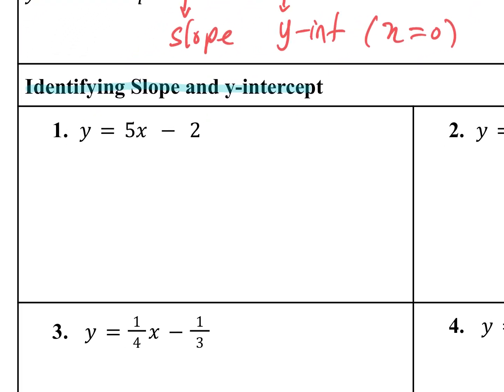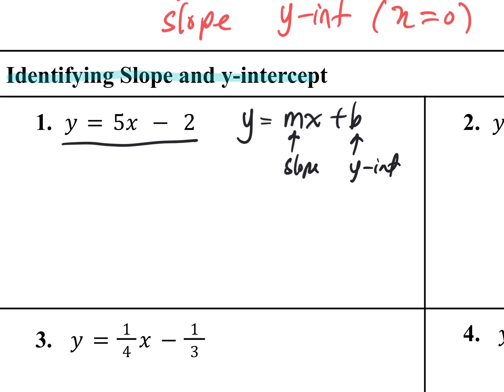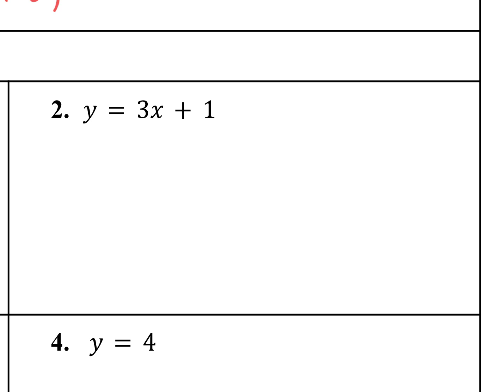Okay, number one, it's already written in slope-intercept form, which is y is equal to mx plus b. Remember, this is going to be your slope, and this is going to be your y-intercept. Given this problem, y is equal to 5x plus 2, we can say that our slope here is 5, and our b, which is our y-intercept, is negative 2. Okay, number 2, y is equal to 3x plus 1. So our slope is equal to 3, and our b, which is the y-intercept, is equal to 1.